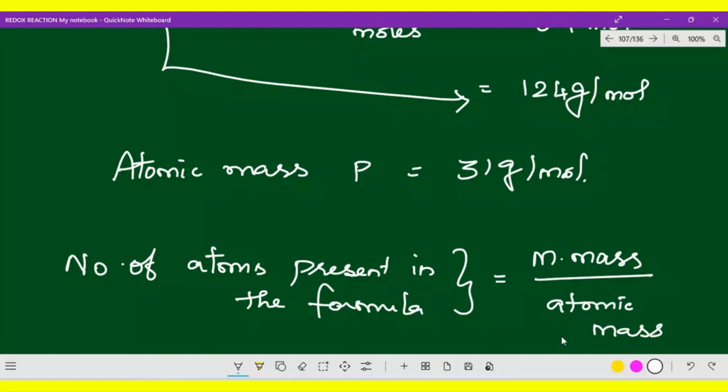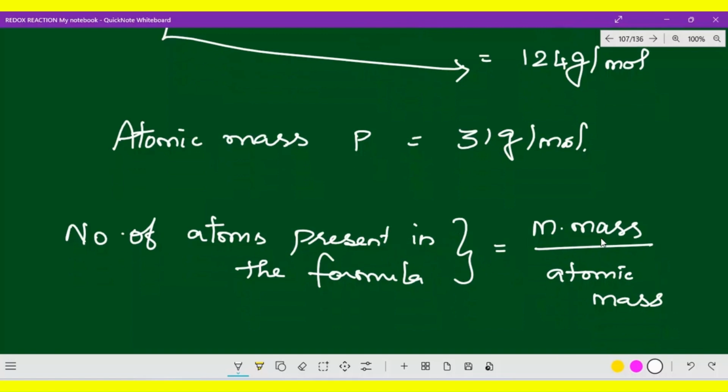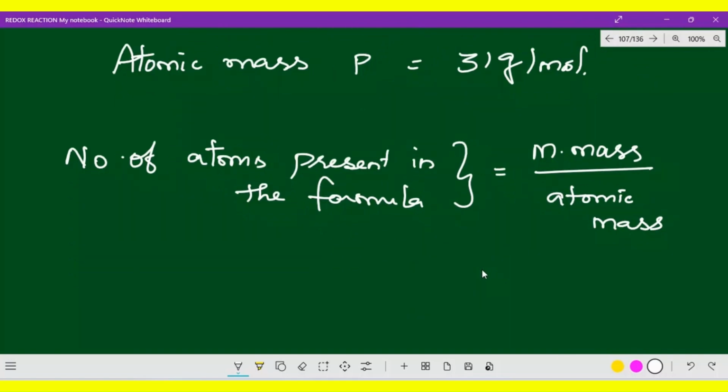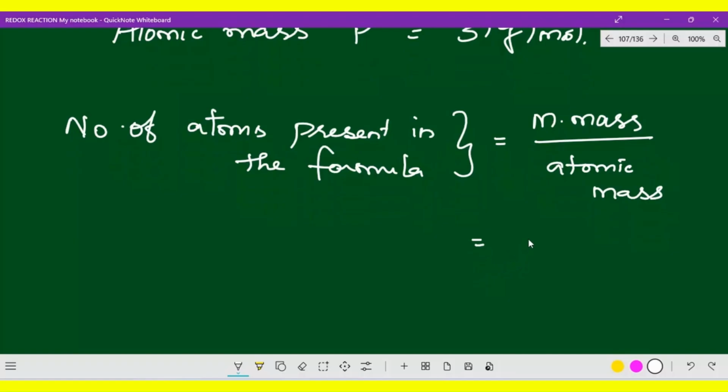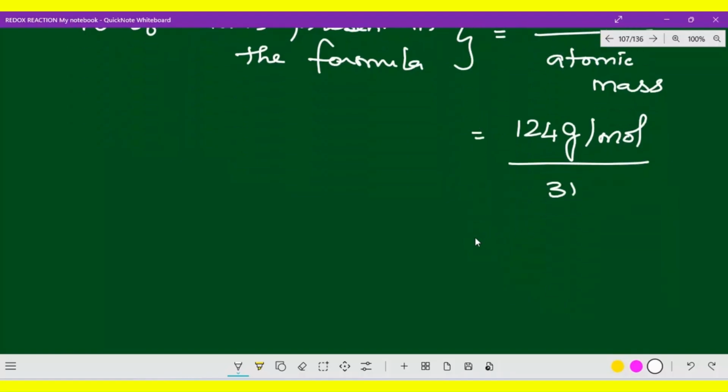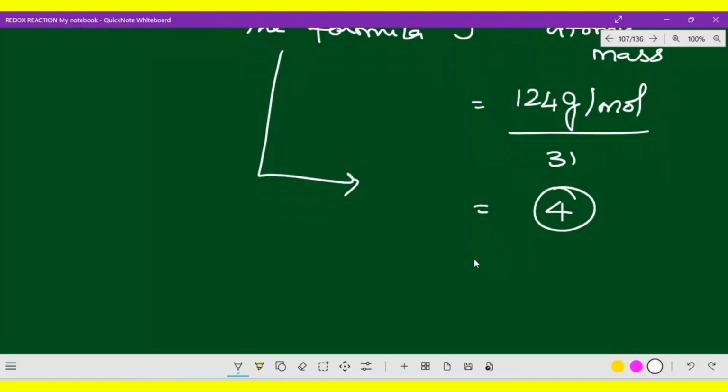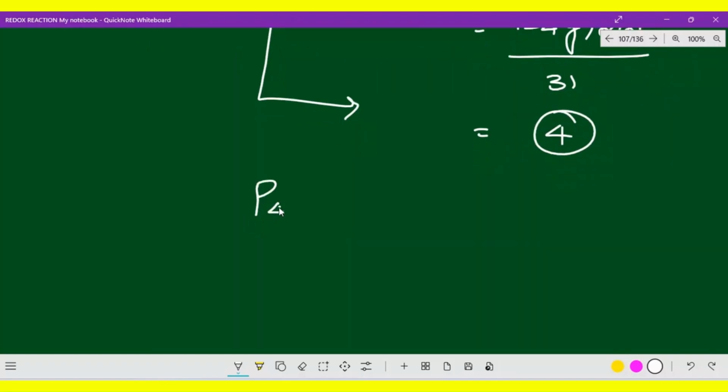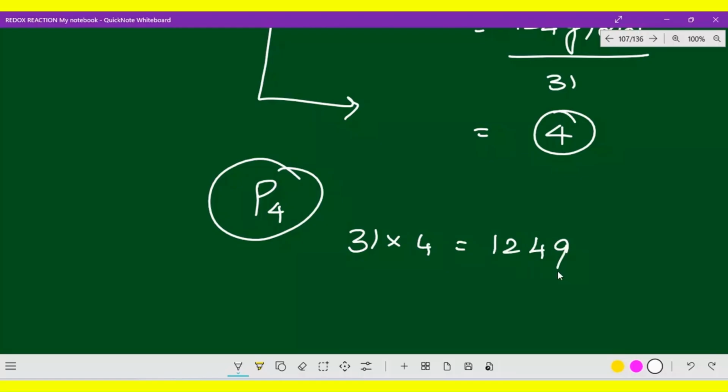So the formula we use for the number of atoms present in that formula is molar mass by atomic mass. Molar mass, just now we found, is 124 gram per mole. Atomic mass is 31. So you will get the number of atoms as 4. That means phosphorus is P4. So 31 into 4, you will get 124 gram per mole.